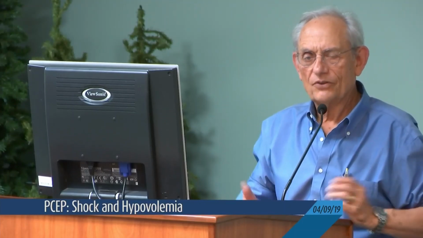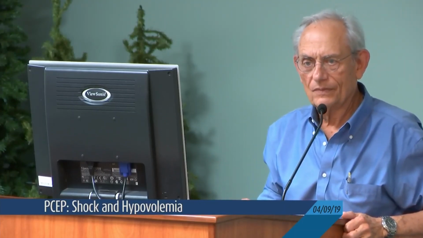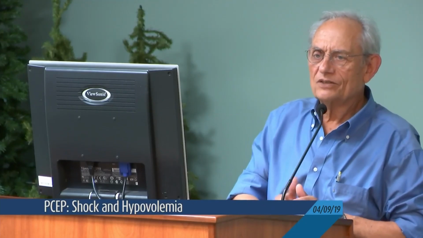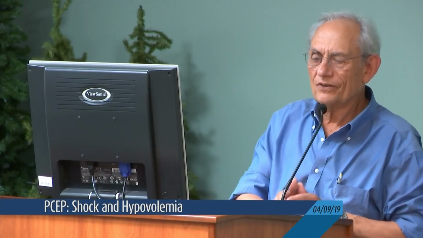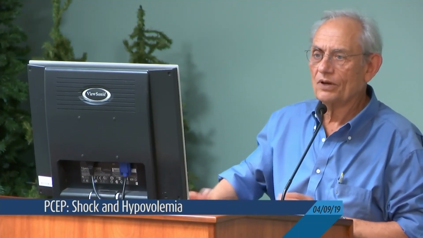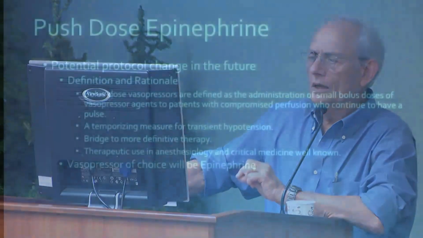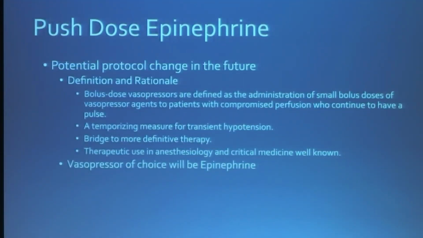drug, so it takes a little while to mix up an epi drip. This can be mixed up really quickly. And so it's a bridge in that 5 minutes or so between when you think, oh gee, maybe I better start an IV, the patient's a little hypotensive, maybe I better start an epi drip, where you start thinking about it. A bolus dose vasopressor is the administration of a small dose of vasopressor agent, in this case epinephrine, to patients with compromised perfusion who have a pulse.